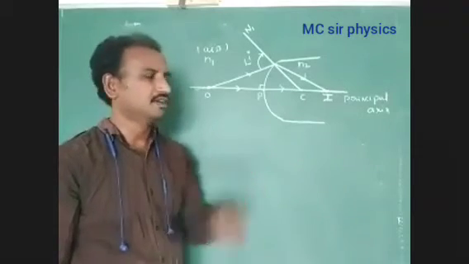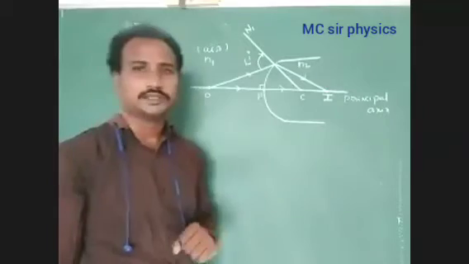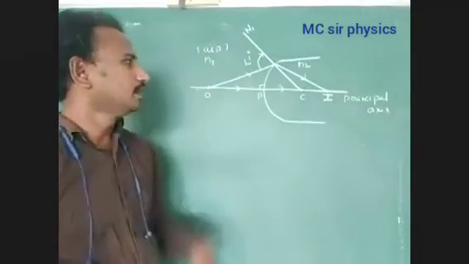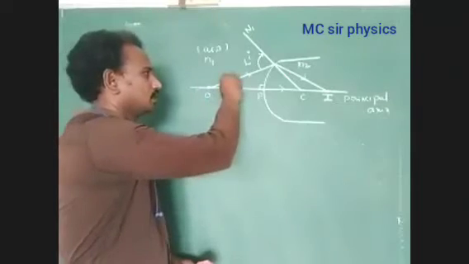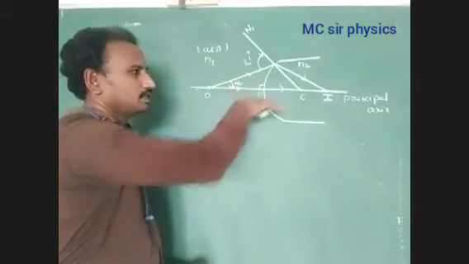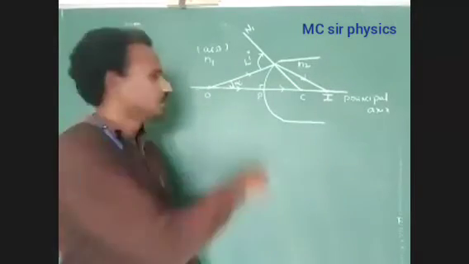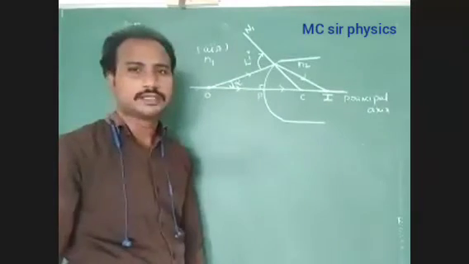We have to identify this point. And now we have to derive that formula. First, we can identify the angles. Here, the incident ray makes alpha angle with respect to the principal axis.